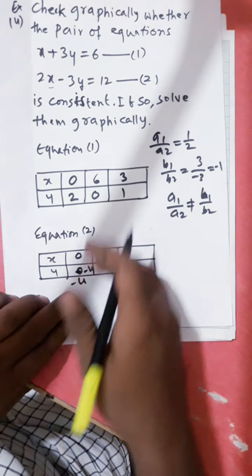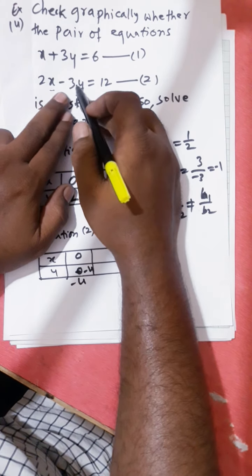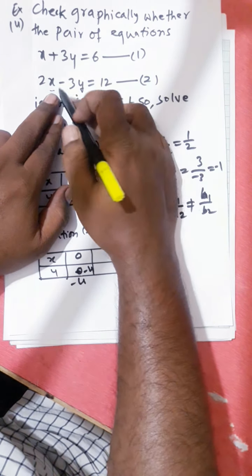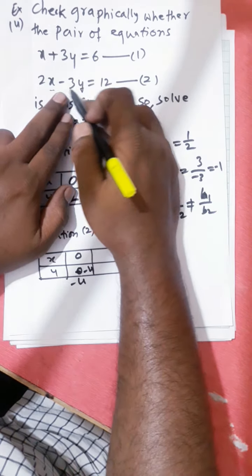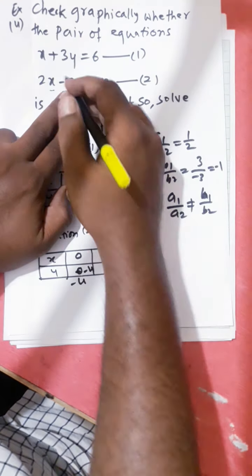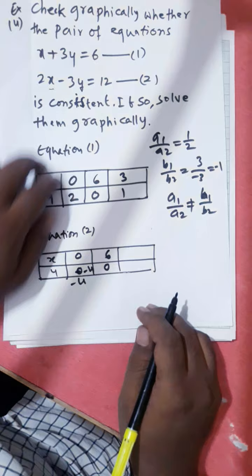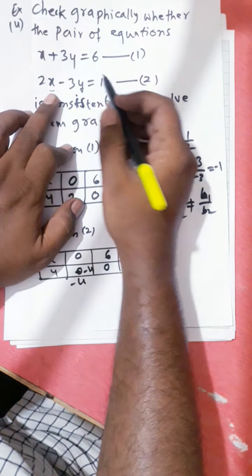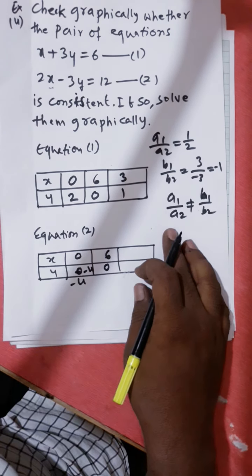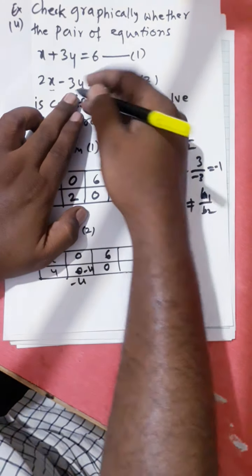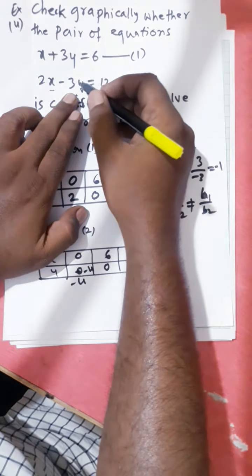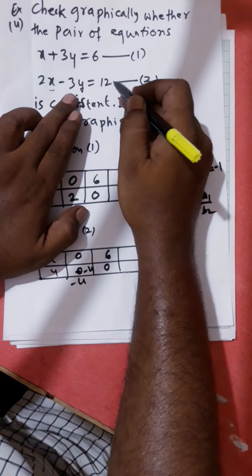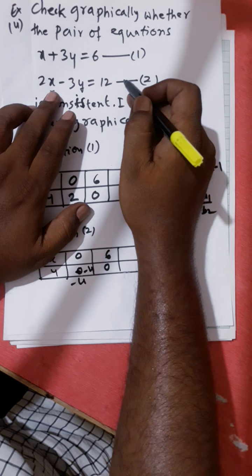I will write it here: 0, minus 4. Then if I put y is equal to 0 here, x is equal to 6. Then suppose for example y is any value, y is equal to 1. If I put y is equal to 1, then 2x minus 3 will be equal to 12. Then 2x is equal to 9. It will be a fraction.